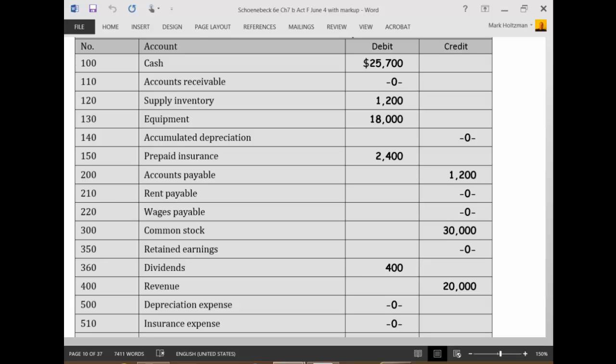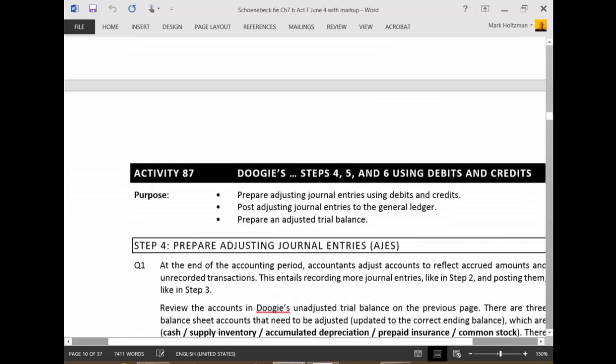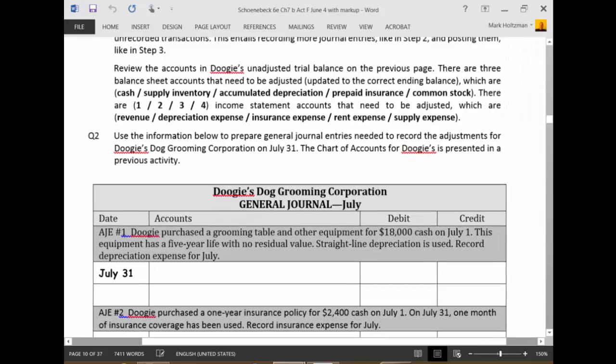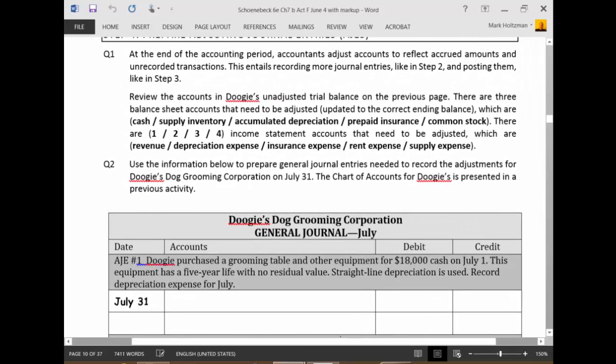An additional issue is the insurance. We paid for an insurance policy, and we're slowly using that insurance policy up. So what we've got to do now in this step, when we're doing our adjustments, is figure out how to do these adjustments. So going back here, what I tell you is we've got supply inventory.